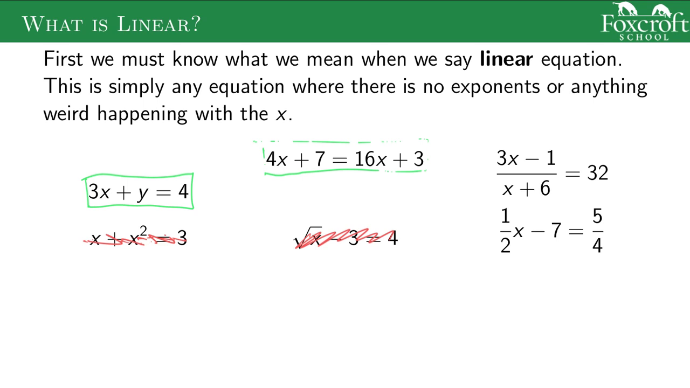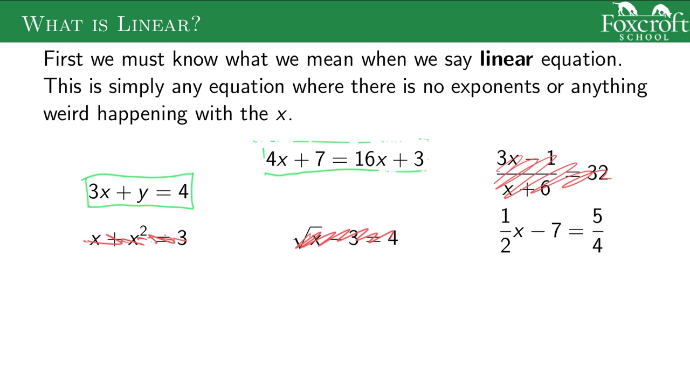3x minus 1 over x plus 6 equals 32. There's nothing weird going on with the x other than the fact that there's a fraction. And since there's a fraction with the x, it's not a linear equation. There's some extra stuff that's different. You could solve this one in a similar way, but it's not linear.